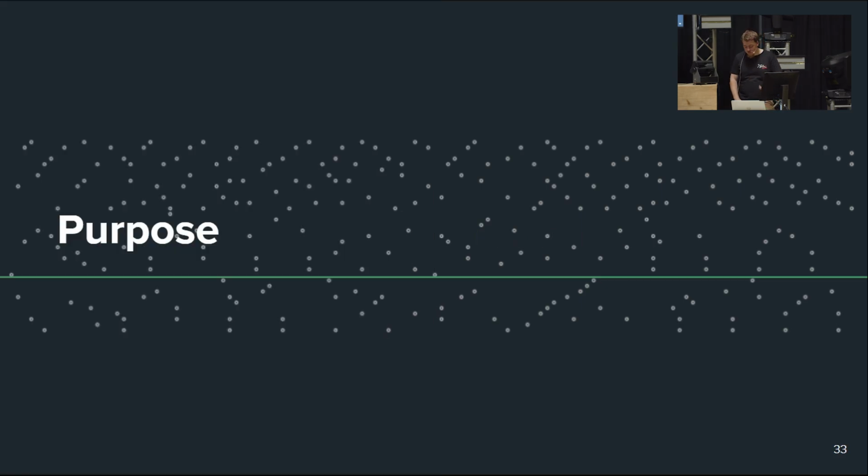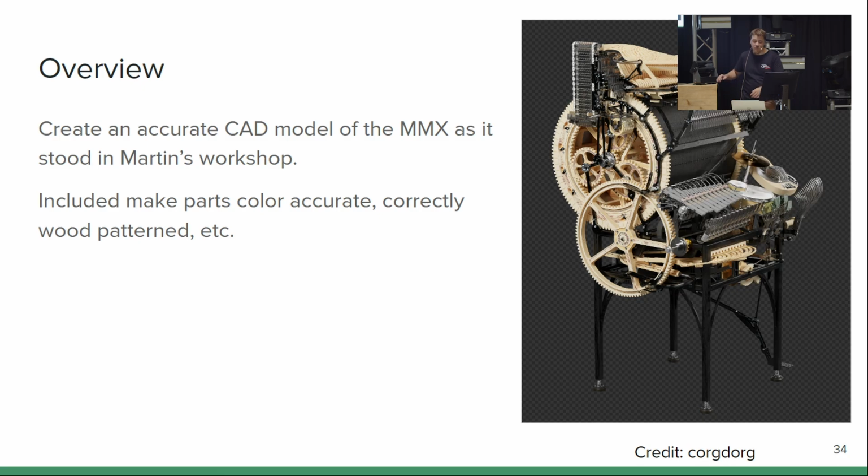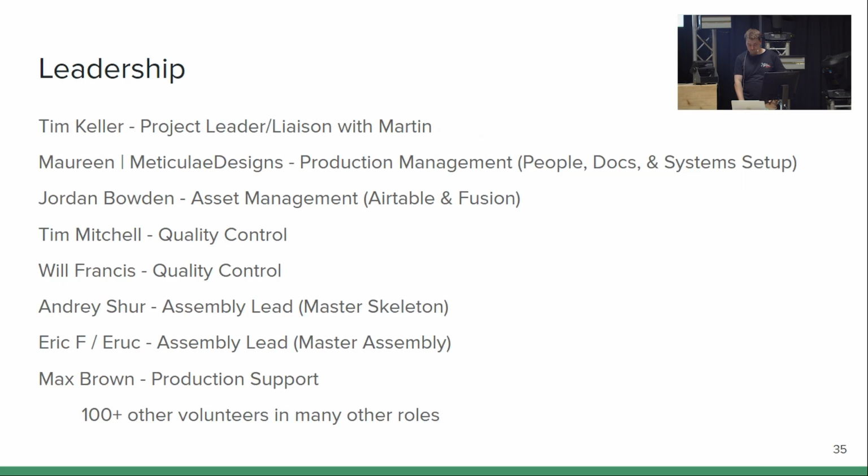So the purpose of the CAD team is and was to create an accurate 3D CAD model of the MMX as it stood in Martin's workshop. And we've continued that on into the machine as it is currently standing now, though that has not completely been updated to this point. Part of that included making it color accurate such that we can get fun visuals like this one, where parts appear to be correctly colored in.